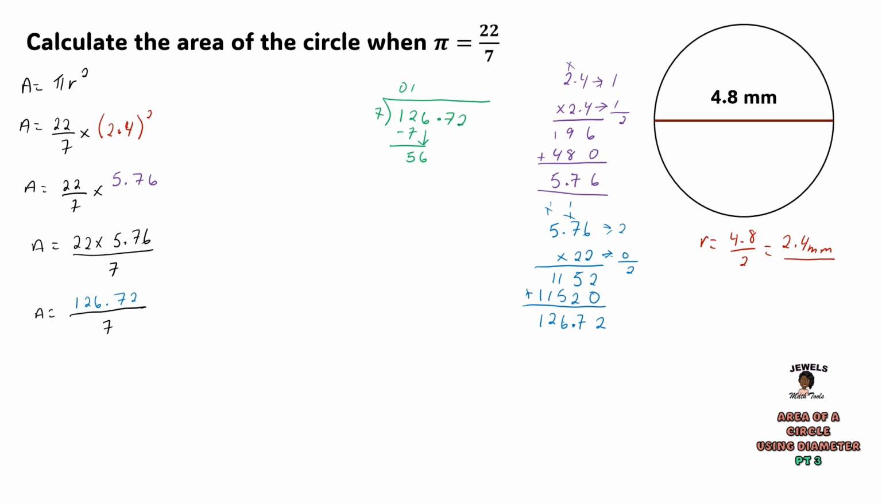So 7 divides into 56 8 times. 8 times 7 is 56. 56 minus 56 is 0. We'll bring down our 7. 7 divides into 7 once. 1 times 7 is 7. 7 minus 7 is 0. We'll bring down our 2. 7 can't divide into 2, so we'll include a 0. 0 times 7 is 0. 2 minus 0 is 2.